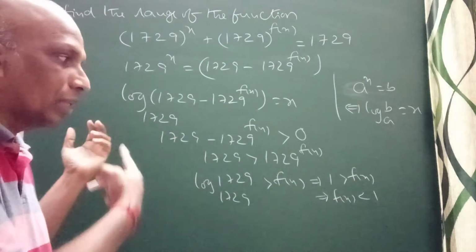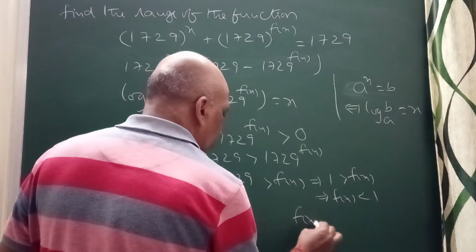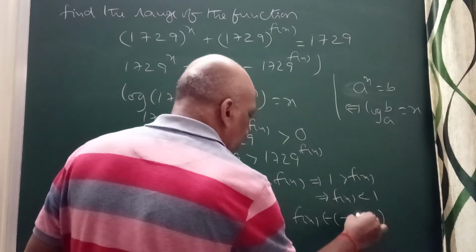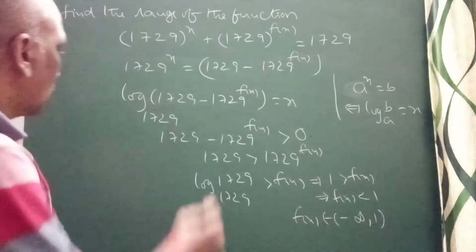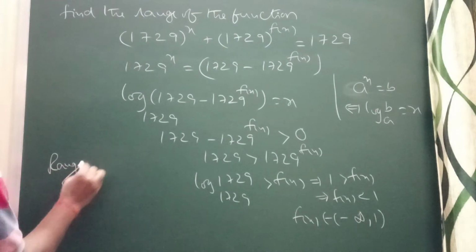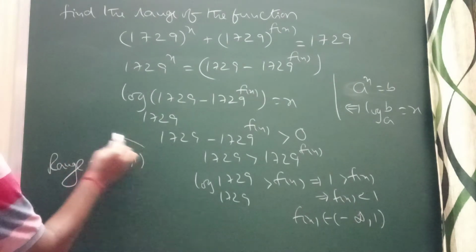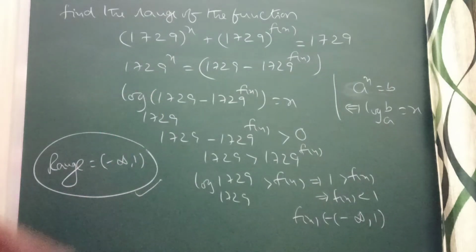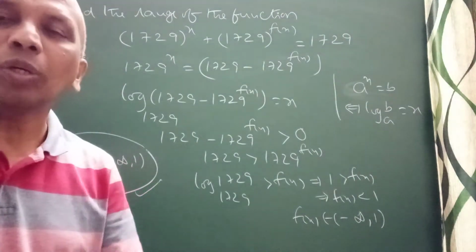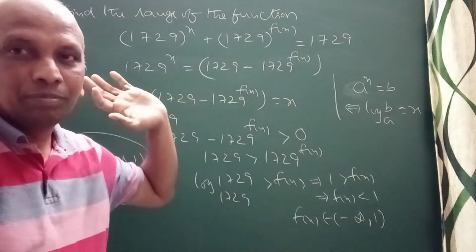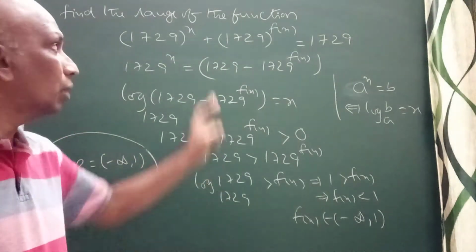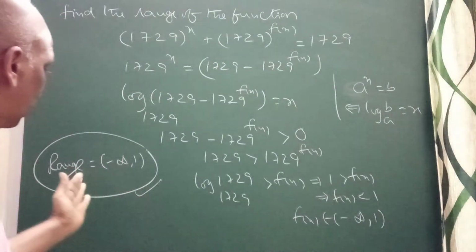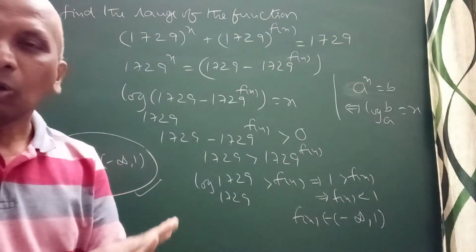Up to where? Up to minus infinity. So f of x belongs to minus infinity comma 1. So the range is minus infinity comma 1. This will be your answer. So remember, whatever number you take here, there is no change in the range. If you take any positive number, the range will be minus infinity comma 1 only.